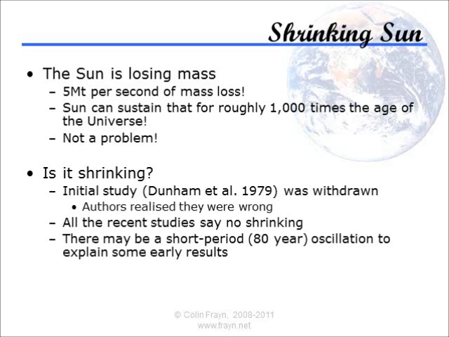Secondly, the claim that the Sun is shrinking, and hence that there's no way it could have been around for billions of years because the shrinkage is too great. Well, for a start, this is another example of Hovind dishonestly picking papers that have since been withdrawn. The paper by Dunham and collaborators was withdrawn by the authors because they realised that they were wrong. Also, and you may have noticed this, it was published in 1979. All recent papers say that there is no such shrinkage.